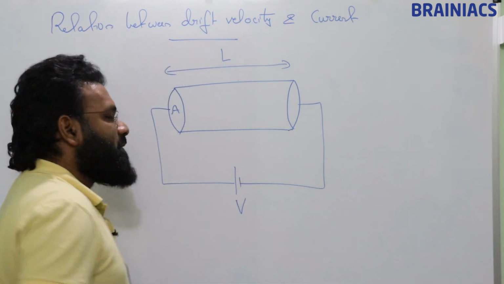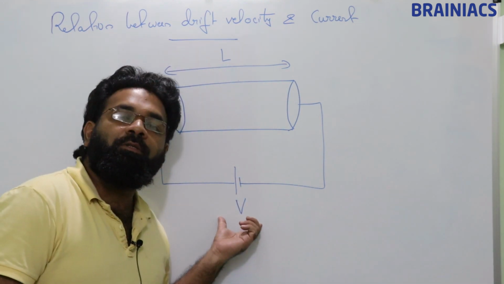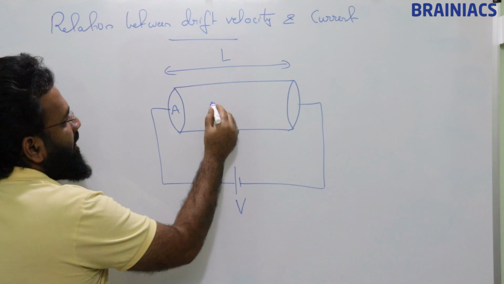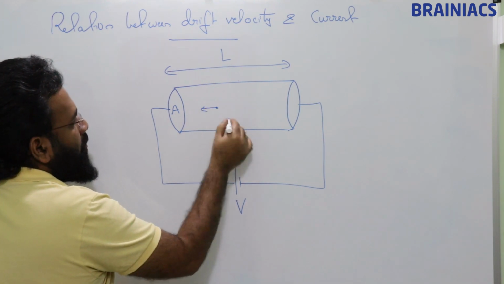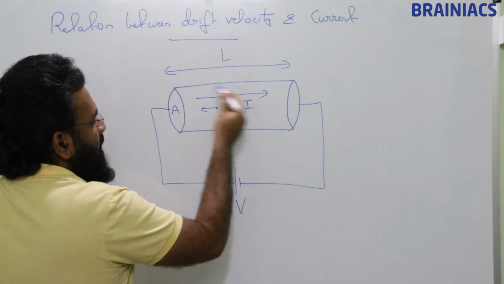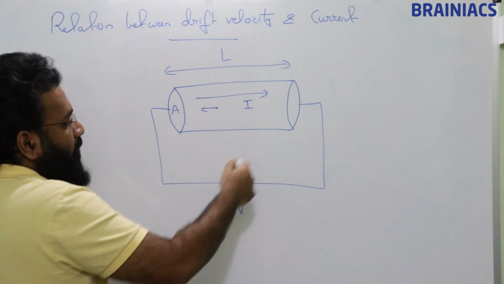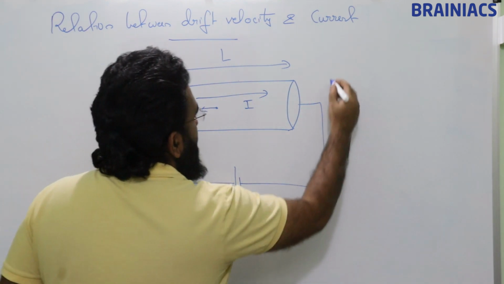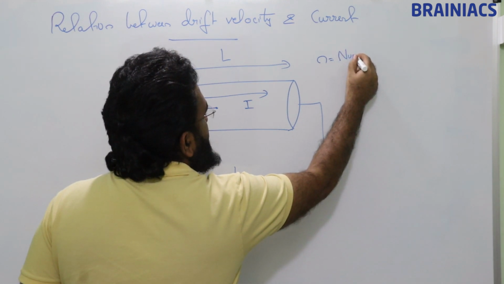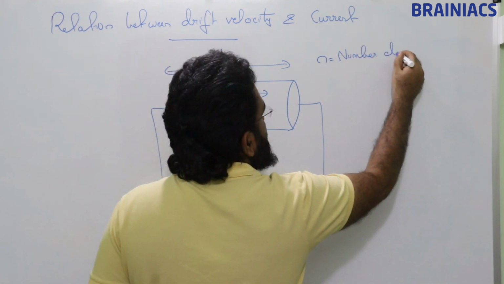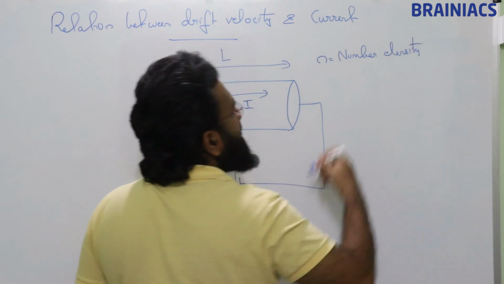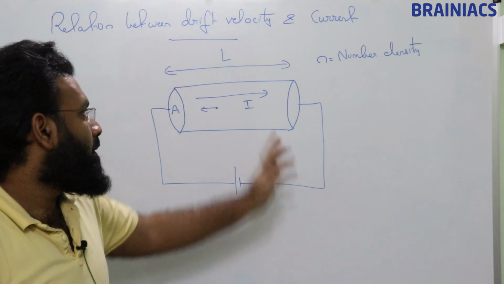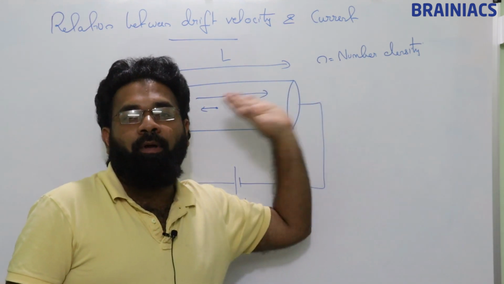When this battery has a constant voltage, it will give us a constant current. When the battery is connected, as we know, electrons will be moving in this direction towards the positive terminal of the battery. Current will be moving from positive to negative. Now, n is called number density. Number density is the number of electrons per unit volume.